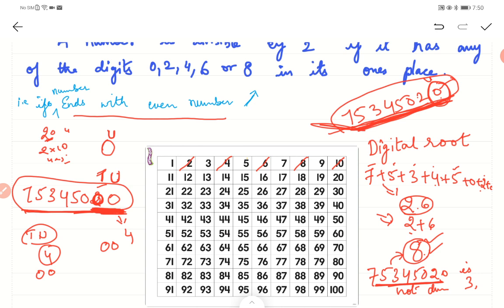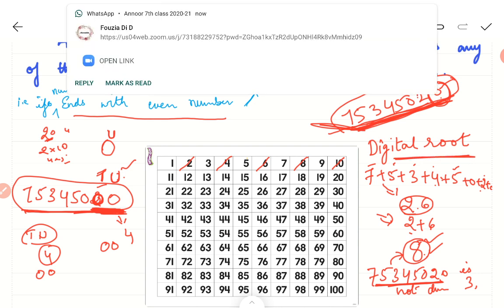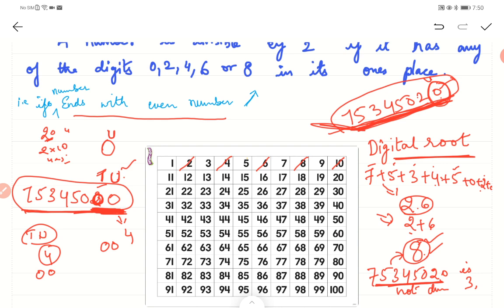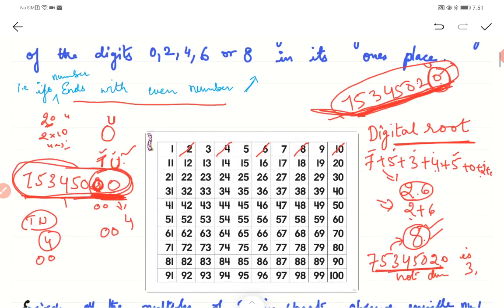It's very easy. For 2, you are going to check only the units place. For 3, you need to find your digital root. And for 4, you need to check the units and tens place. If the number formed by those 2 digits at units and tens place is divisible by 4, or if units and tens place has 0 0, then also the whole number is divisible by 4.